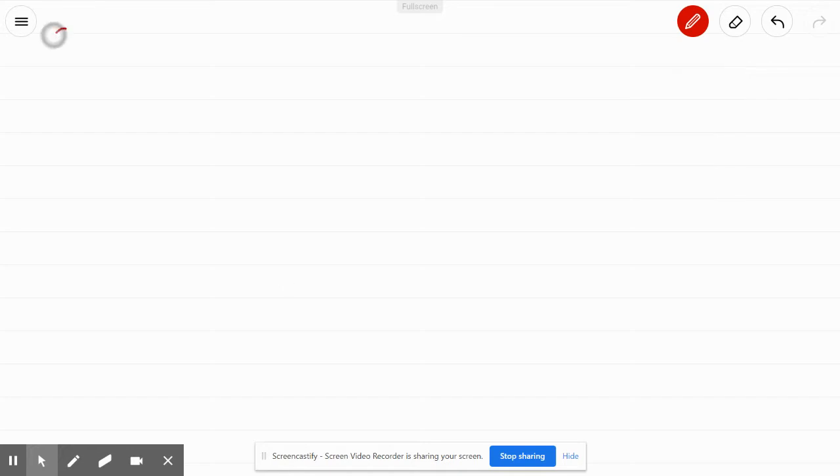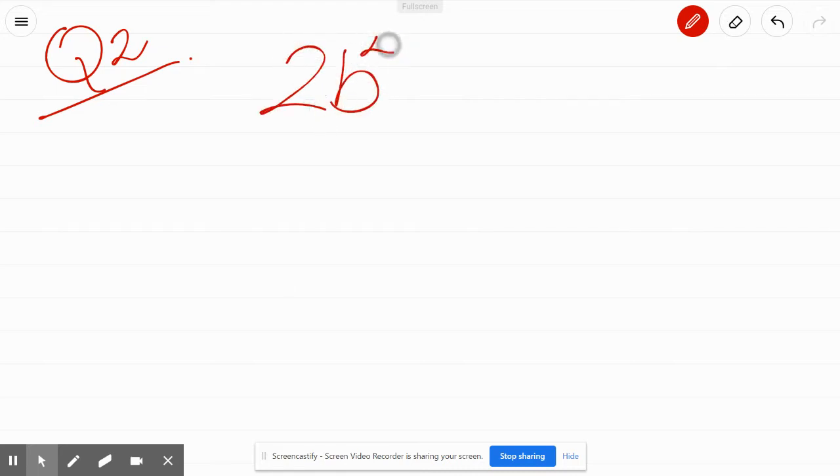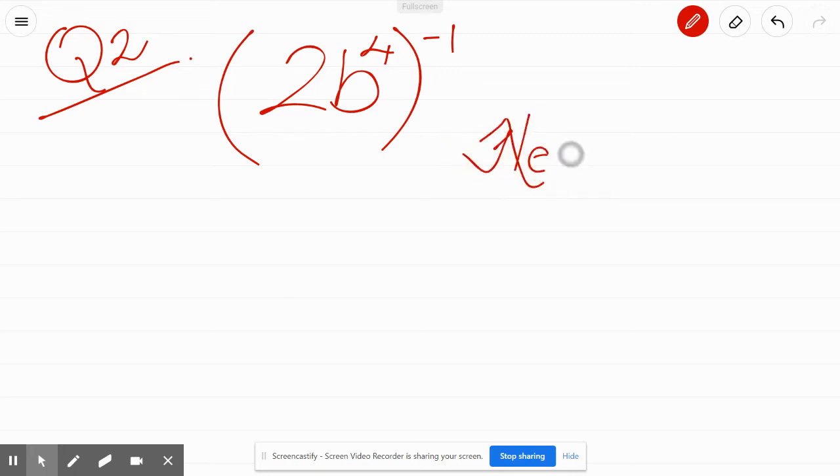Now we will take a look at question number 2. And question number 2 says solve 2b to the power of 4, which has another power on it, which is negative 1. Now this can be solved with the power of a power rule also, but here we'll also use the negative power rule because one of the powers is negative.